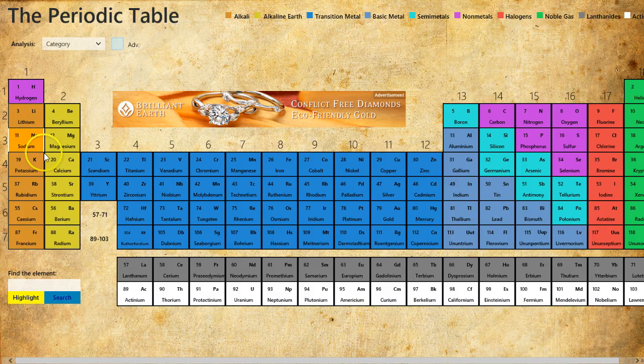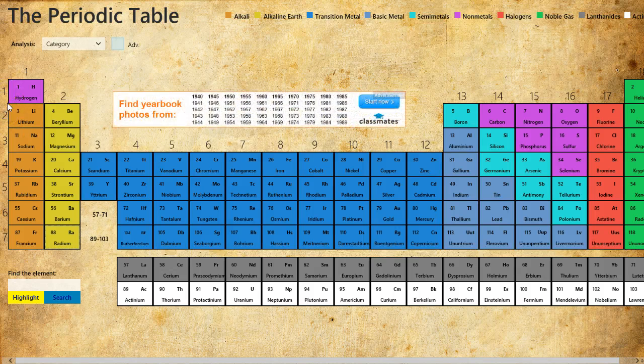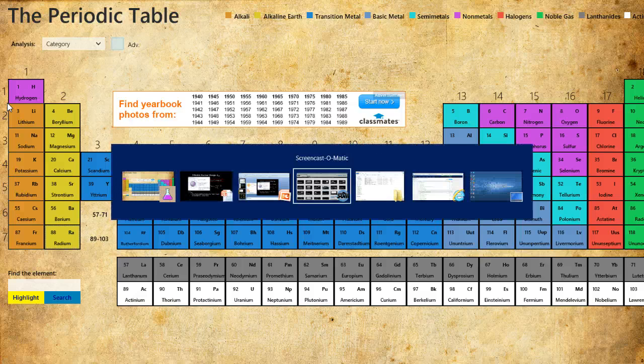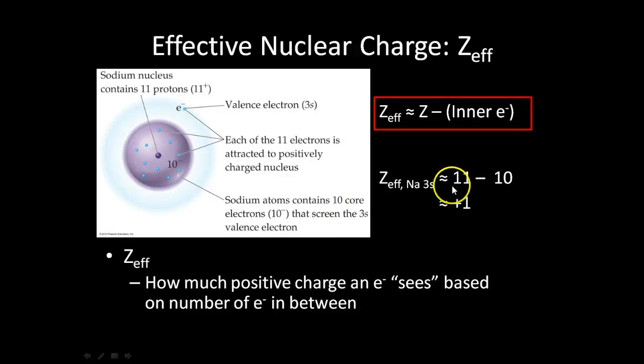Any electron in a shell is blocked by all the electrons in the shells that have lower principal quantum numbers. So this outermost electron is blocked by all the electrons in the shell with principal quantum number 2 and principal quantum number 1. And that's where we get the calculation that we had over here. We have 11 total protons at the nucleus. There are 10 core electrons, because there are 10 electrons in neon. And so we get 11 minus 10 equals +1.